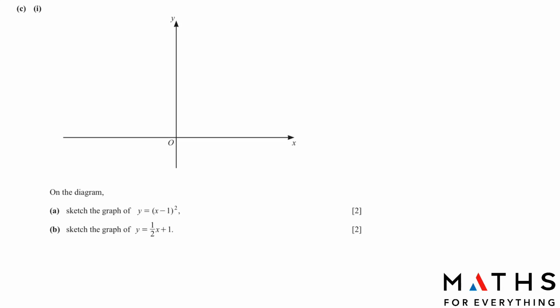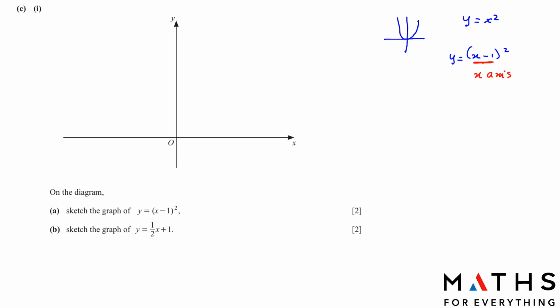The next is sketching the graph of y is equal to x minus 1 square. It's a square, so it's a quadratic graph. Quadratic graphs, if you have y is equal to x square, is going to be like this. Now you have y is equal to x minus 1 square. There's a change inside the bracket. Inside the bracket, the change is always related to the x-axis.